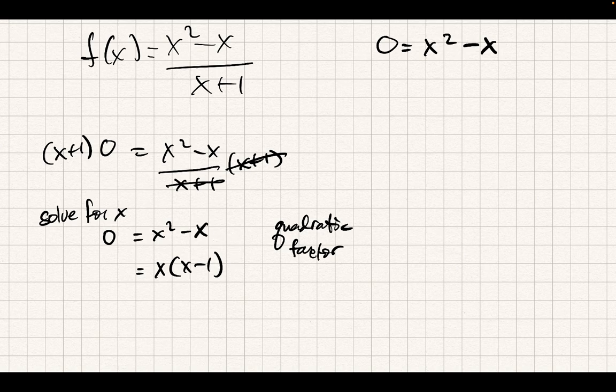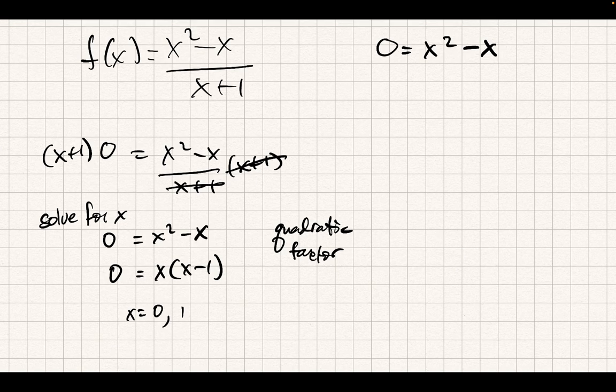So what does this mean? So what are my zeros? X equals 0. X equals 1. X equals 0 and 1. Right. You okay with that? Yes. It's all making sense. I get it.